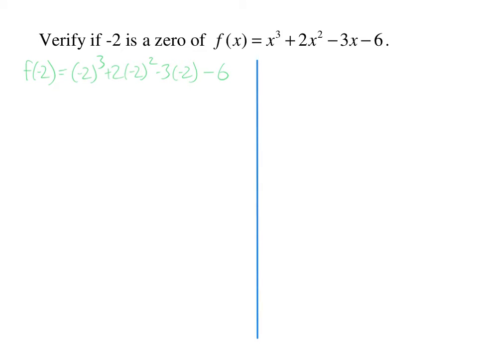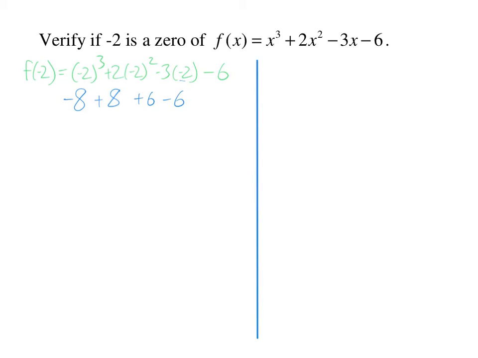So let's do the math now. Negative 2 cubed is negative 2 times negative 2 times negative 2, which is negative 8. Negative 2 squared is 4. 4 times 2 is positive 8. Right here, we have negative 3 times negative 2, which is positive 6, and we have the minus 6 at the end.